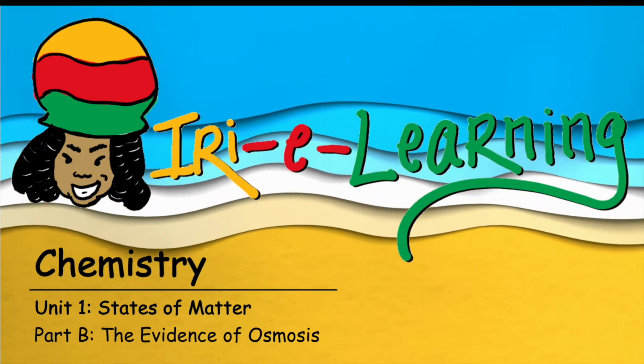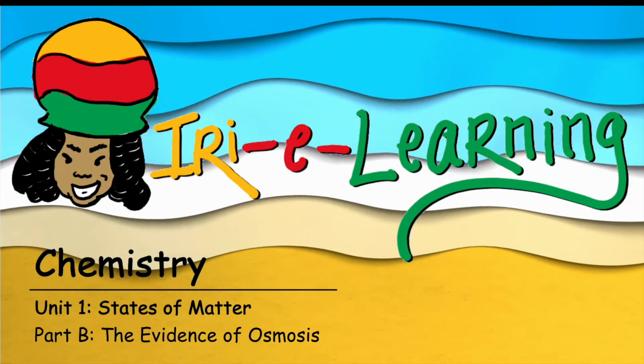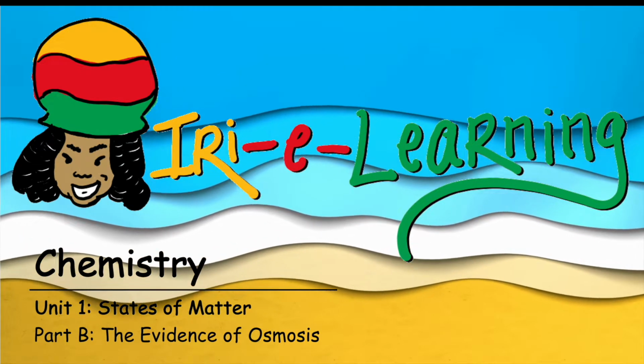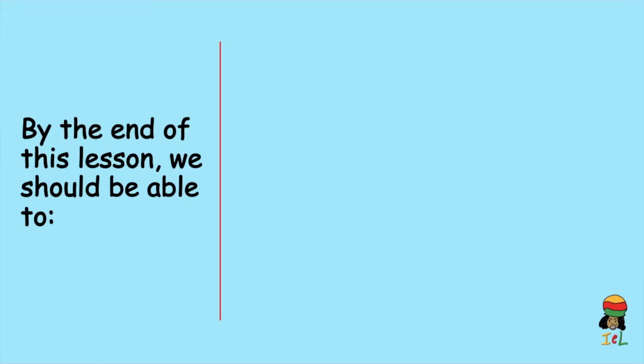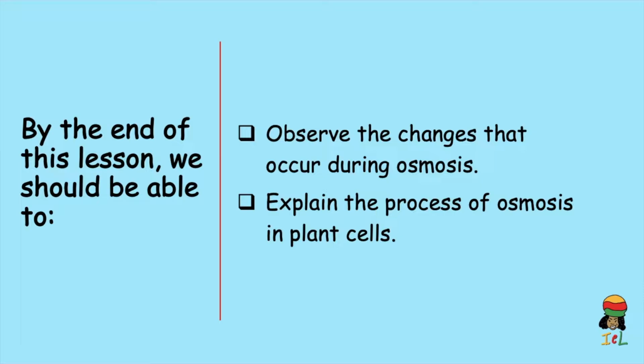In this States of Matter lesson, we will examine the evidence of osmosis. Check the description box to find the link to all the lessons for this unit. By the end of this lesson, we should be able to observe the changes that occur during osmosis and explain the process of osmosis in plant cells.